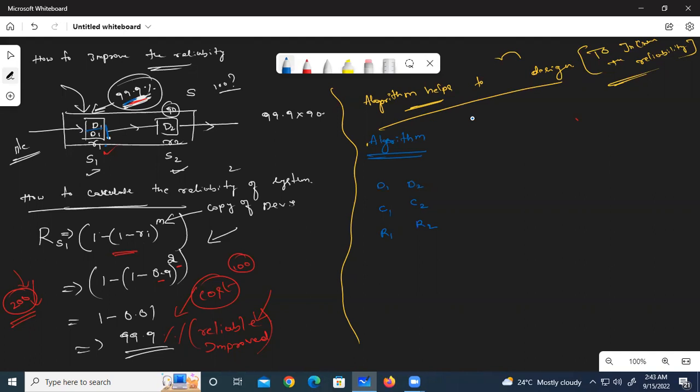But before, how much were we getting? 90.90%. But when I add the device, automatically you are getting 99.9%. But if you add one more device, you will get more. Yes or not? But cost increases. Yes or not? But cost is going to increase. So that is the problem here.